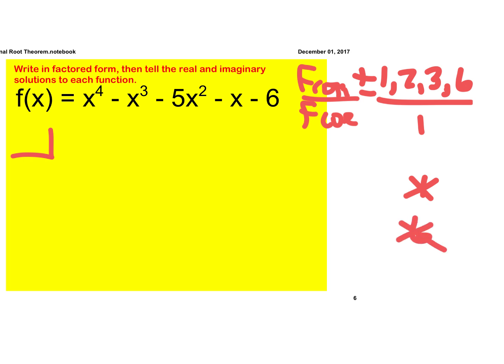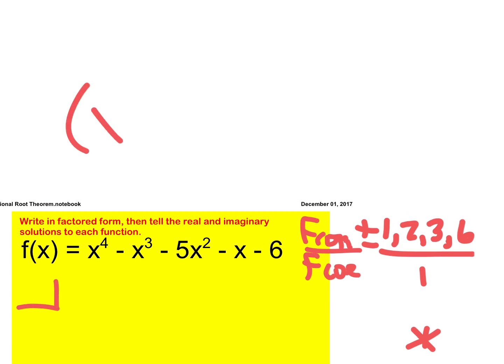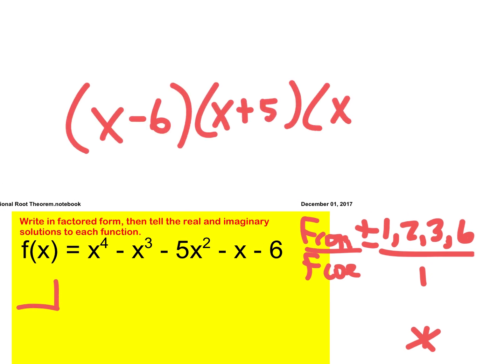6 doesn't work. -6 doesn't work. All right. Now, could there be more than one that works? Yes, that just means that if you got this thing all factored, and let's say it came out to this, do you get there would be 3 things that work? So it's not like you need to find the only one that works. There might be more than one that works.